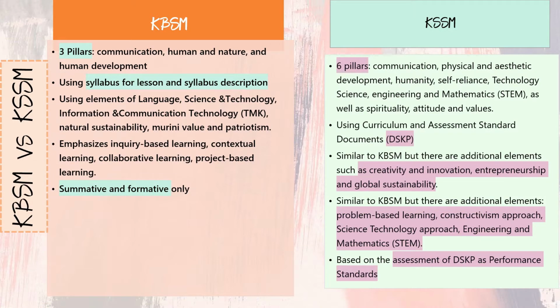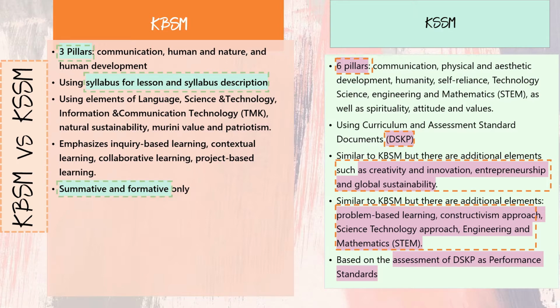Next one is the difference between KPSM and KSSM. KPSM has 3 pillars, while KSSM has 6. Curriculum document for KPSM is syllabus for lesson and description, while KSSM uses the SKP. Elements across curriculum are almost the same, except KSSM has additional elements. Pedagogy emphasis is almost the same as well, but KSSM has additional elements too. The last one, the assessment type for KPSM is summative and formative only, while KSSM uses assessment of the SKP.